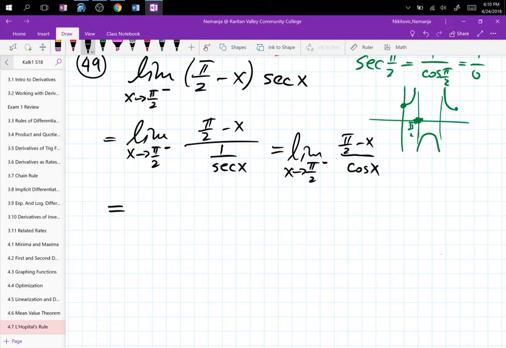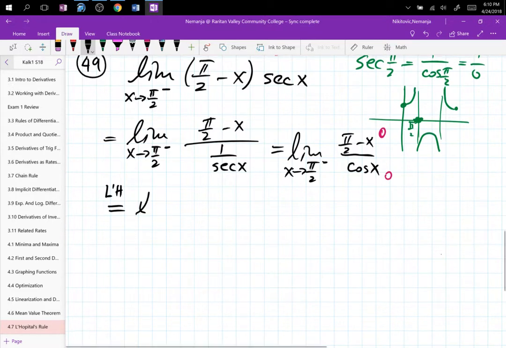So now you plug your values. Pi over 2 minus pi over 2 is 0. So we have 0 on the top. And cosine of pi over 2 is also 0. So we have 0 on the bottom. And there's our indeterminate form. So now we can unleash L'Hopital over here. So now that we have 0 over 0, L'Hopital's rule kicks in.